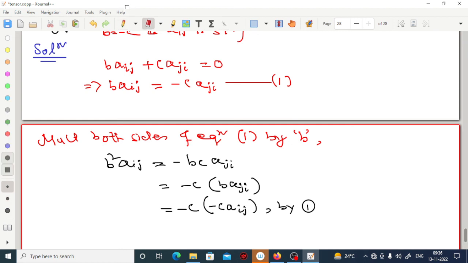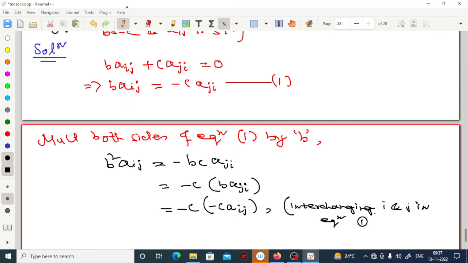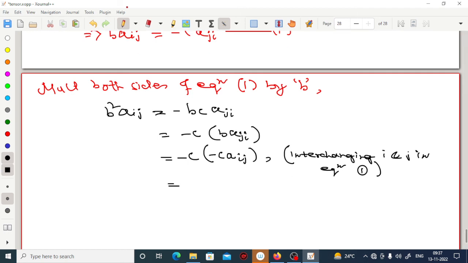So here you have to write it this way. I am using equation 1, but you have to write: interchanging i and j in equation 1. I interchange i and j and I get a relation of this particular type. That is how you get it to be c square of a_ji, c square of a_ji, right? The left-hand side was b square of a_ij.